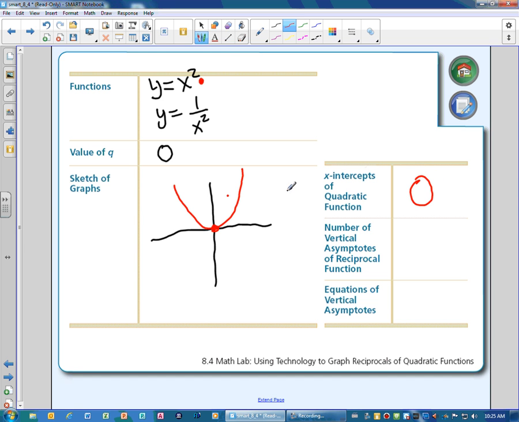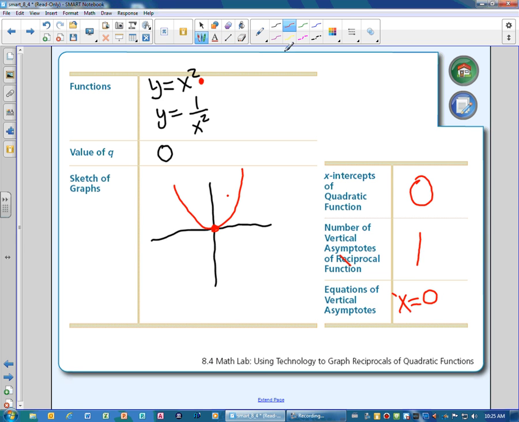Okay. And then it asks number of vertical asymptotes. So look at your reciprocal. What would make the bottom 0? The only thing that would make the denominator 0... so we actually have a vertical asymptote. There's 1, and it's where x equals 0.